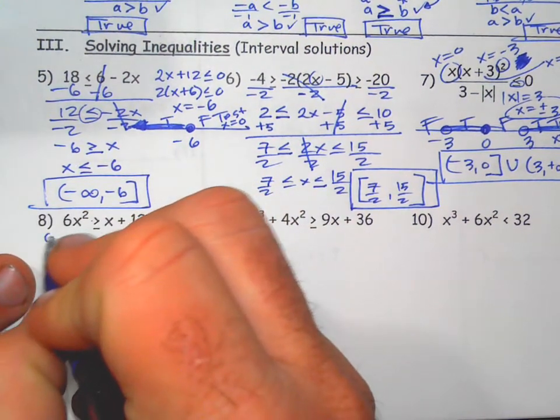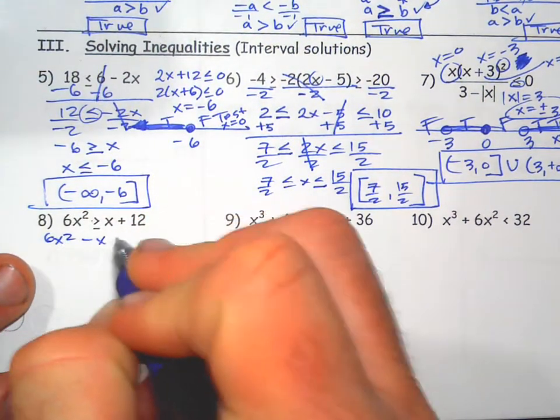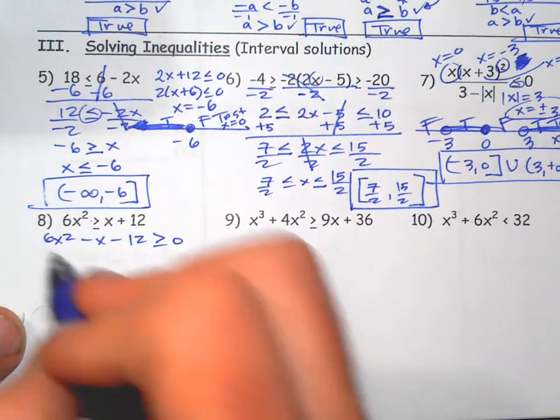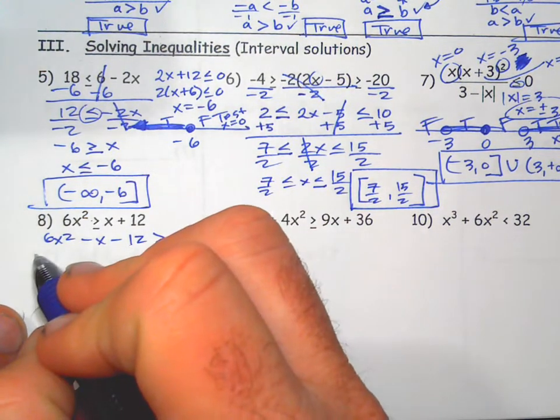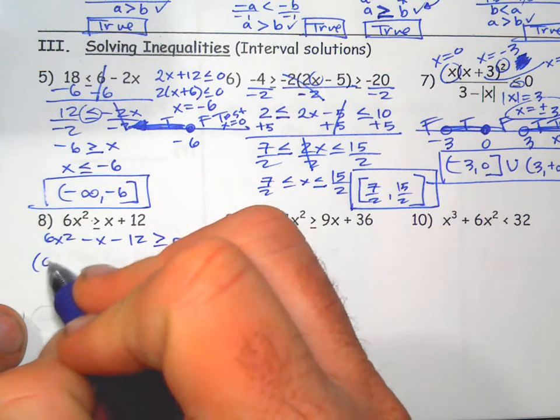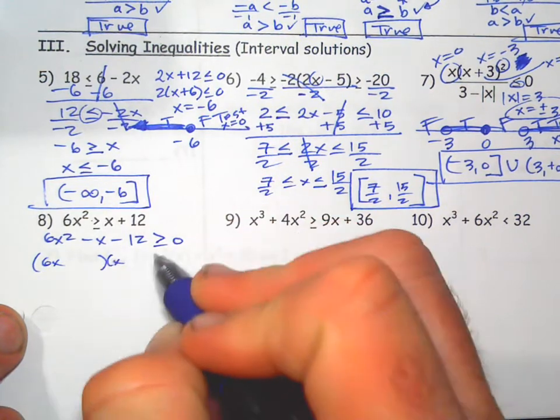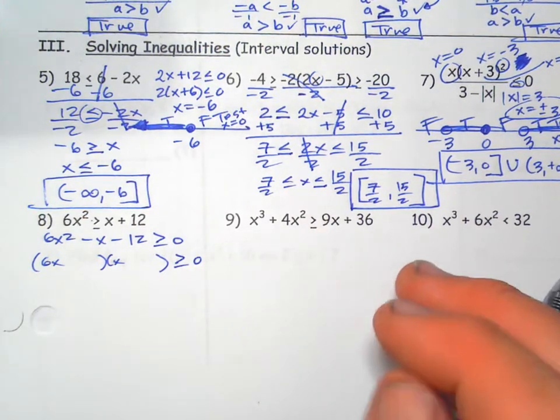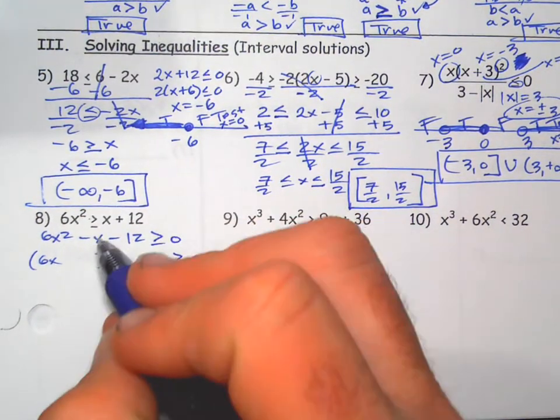Now this one, I'm going to move everything to one side compared to 0. Then you want to try to factor it. So, we try 6x and x. And you should keep this inequality on every step of the work. So we need to get a negative 1 in the middle.